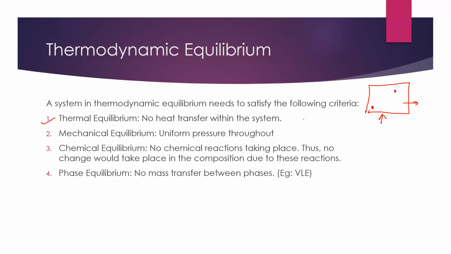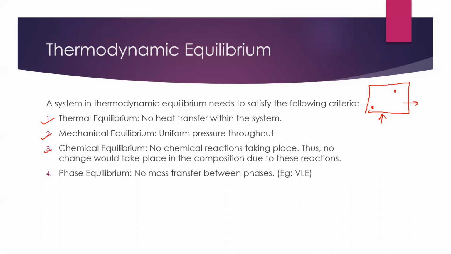Mechanical equilibrium, the pressure should be uniform throughout. The total pressure should be uniform throughout. That is the reason when we say we have vapor liquid equilibrium, then we equate the partial pressures of each component and the total pressures. When we equate the partial pressures and the total pressure, then only we get the system in mechanical equilibrium. That's why we say it's in vapor liquid equilibrium. So one of the reasons is that it is under mechanical equilibrium. So that is the equation that we form by equating the partial pressures.